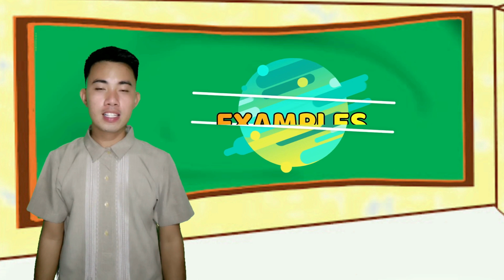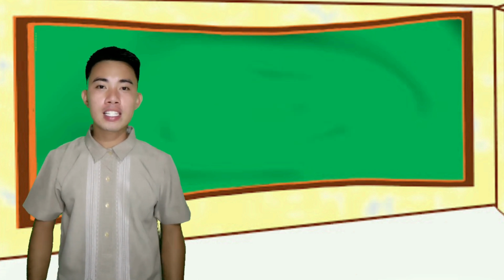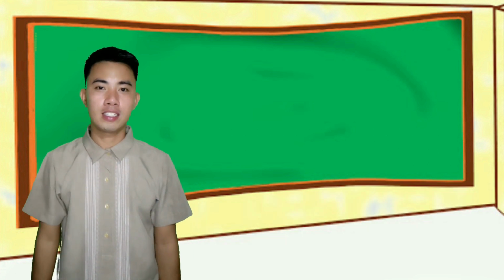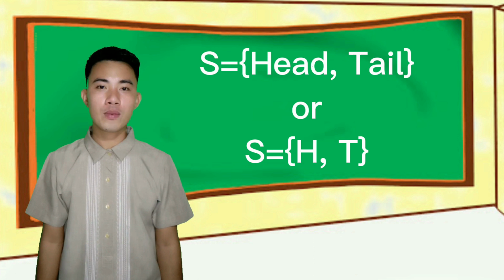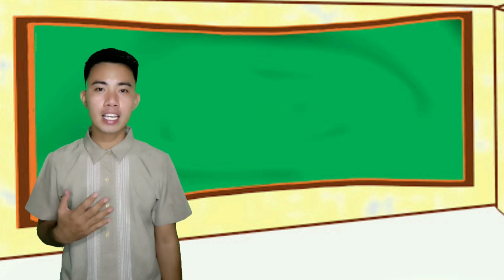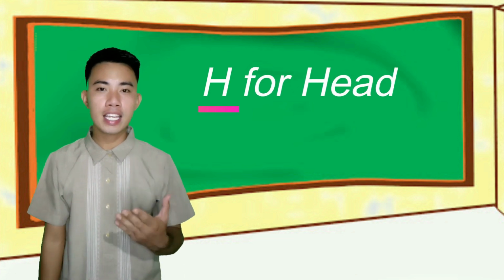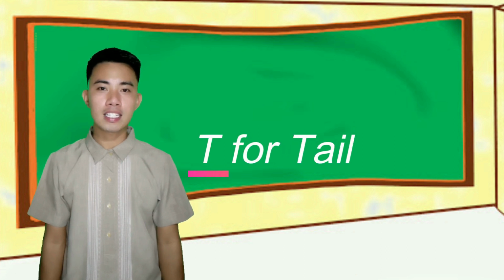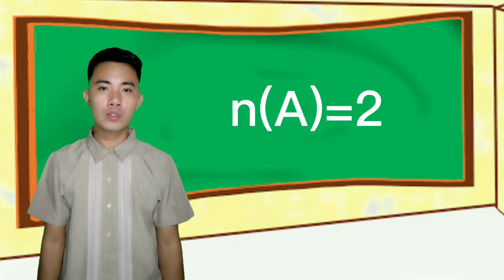Let us consider these examples. Our experiment is tossing a coin. Let us complete the task. What are the possible outcomes? Yes, we only have head and tail. Therefore, our sample space is S = {head, tail}, or S = {H, T}, wherein H stands for head and T stands for tail. And the cardinality of our sample space is n(S) = 2.